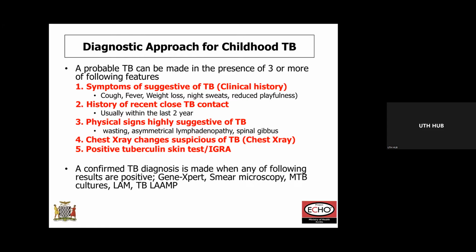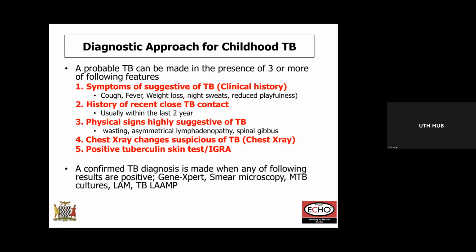So what is important in making a diagnosis of TB in children is basically following a structured approach, which starts with a good history, physical examination, investigations, and then tying one and two together. So we see that you can make a probable diagnosis if you're in the presence of three or more of the following. Say in a child who has symptoms suggestive of TB on the clinical history, there's usually a cough, fever, weight loss, night sweats, and reduced playfulness.